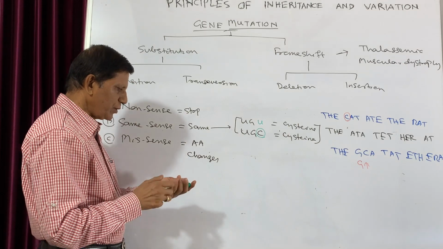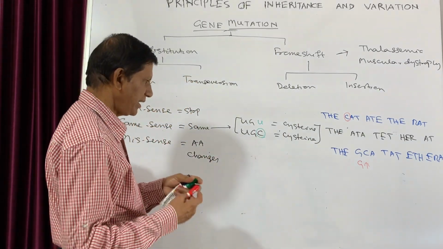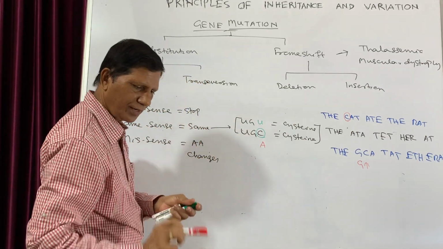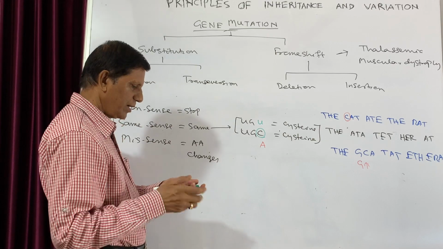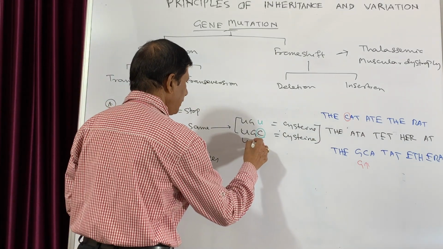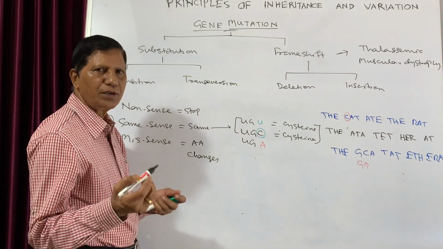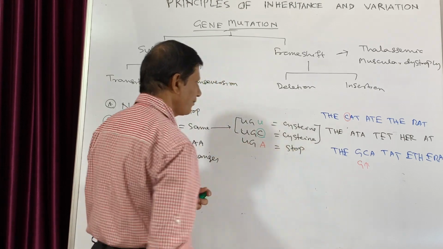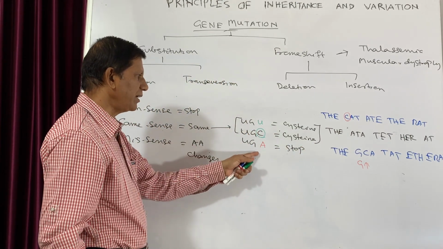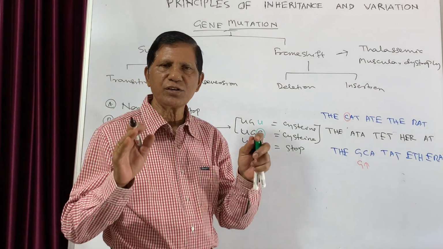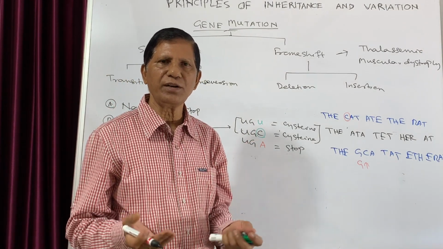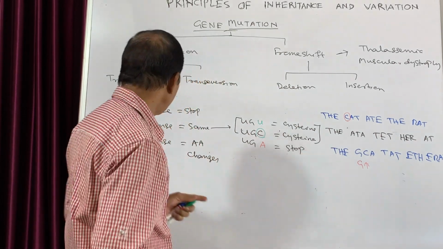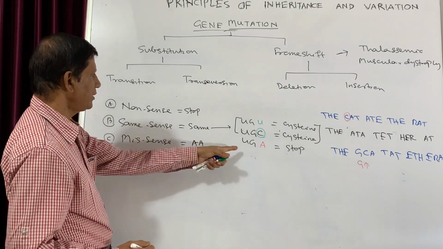Now, suppose this C will change to A. So what is happening? Now it will be UGA. And according to genetic code, UGA is stop signal. That means when C will change to A, the protein synthesis will be stopped. So it is known as a terminating codon or nonsense codon. So this is known as nonsense mutation.